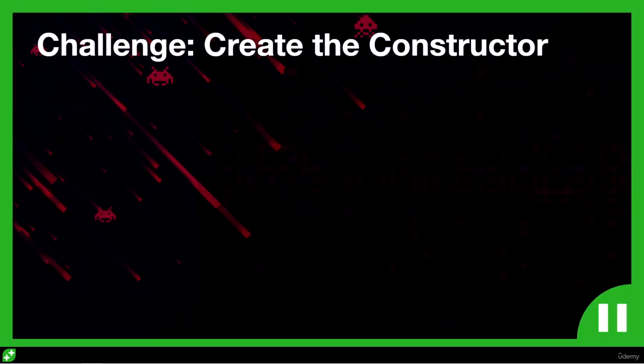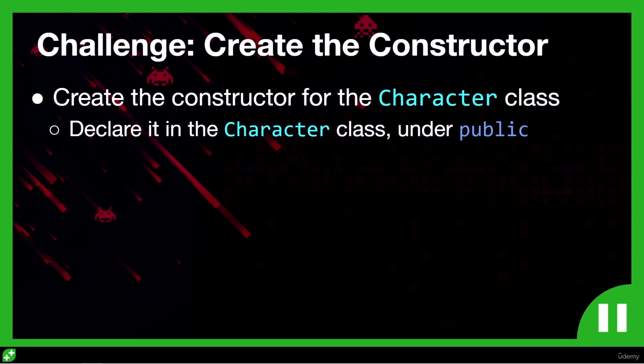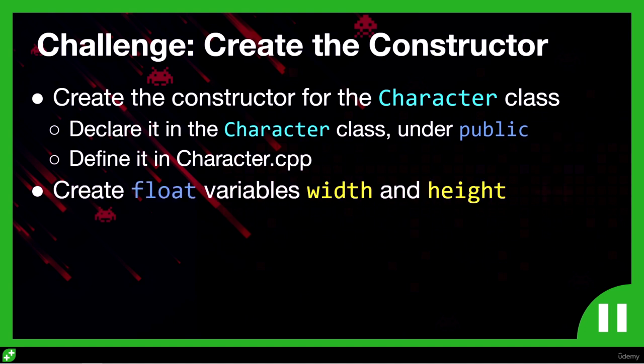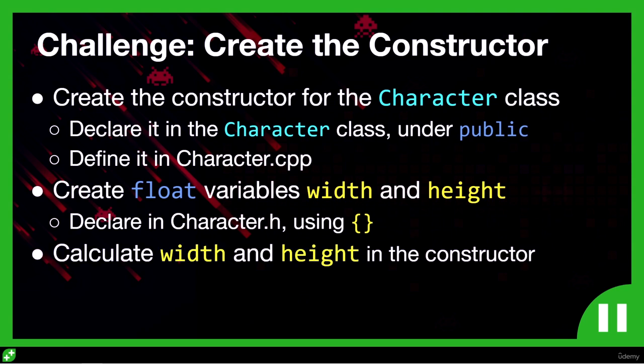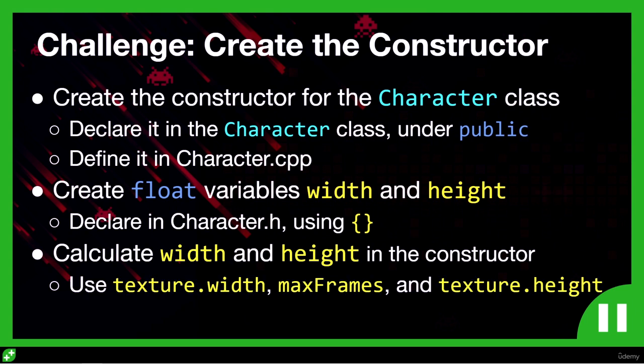So your challenge is to create the constructor for the character class. Declare it in the character class in the public section and define it in character.cpp by fully qualifying the function name with the class name and the scope resolution operator. Create float variables width and height. Declare these in a private section in the character class in character.h using braced initialization. Then calculate width and height in the constructor. Use the values texture.width, maxFrames, and texture.height to set these values. Pause the video and do this now.